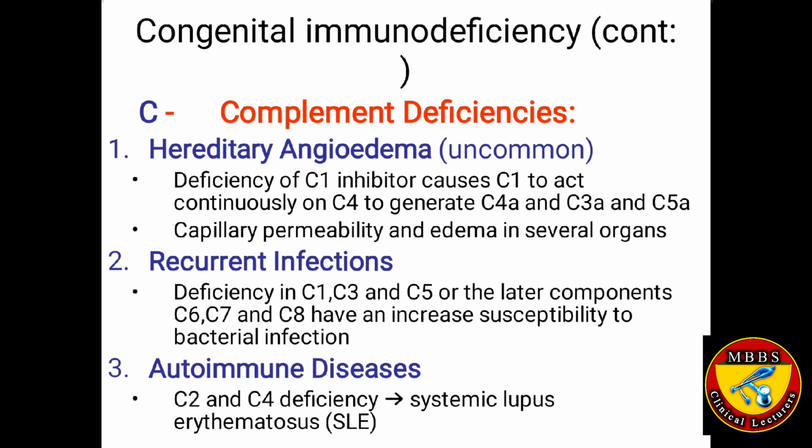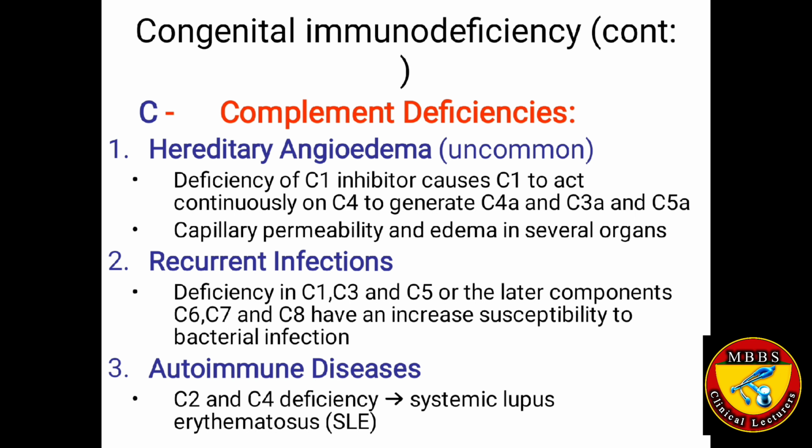The terminal components of complement, which are C5, C6, C7, C8 and C9, are required for the assembly of the membrane attack complex involving the lysis of the organism. If there is a disorder in these terminal components, C5 to C9, then there are increased recurrent Neisseria infections, as the Neisseria bacteria have thin walls and are especially prone to the lytic actions of the complement.